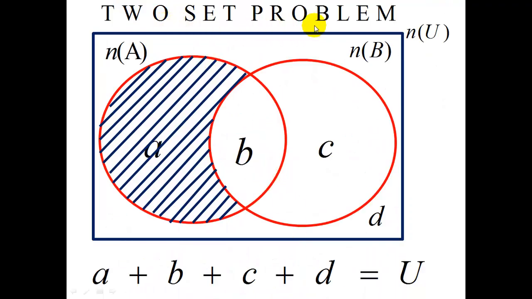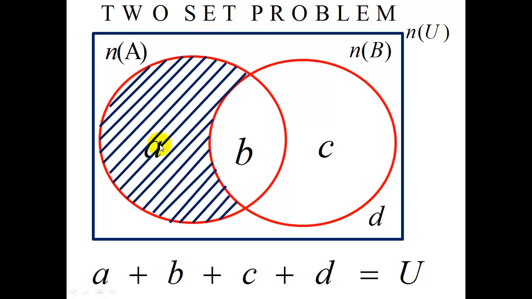Now we consider a two-set problem. Number of U is the universal set. Let's assume that this number of U represents the total number of students in a particular school or a particular class. And let the number of A represent the number of students who read Agric. And let number of B be the number of students who read biology. Now we have A, B, C, and D. That is, we have the region A, region B, region C, and region D.